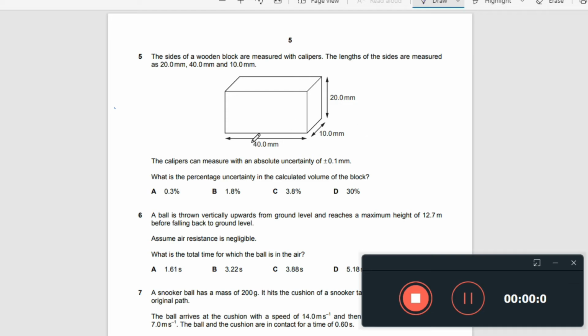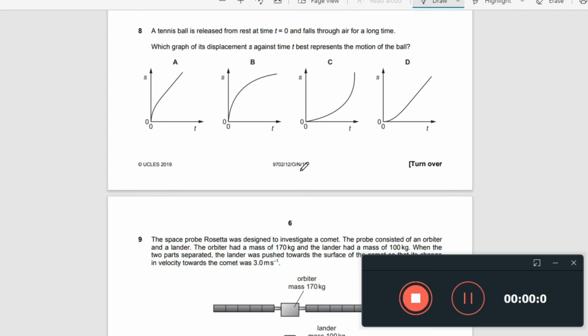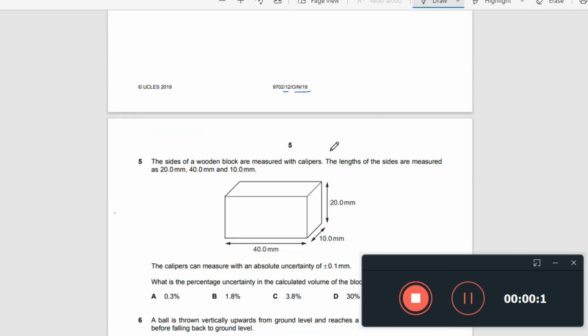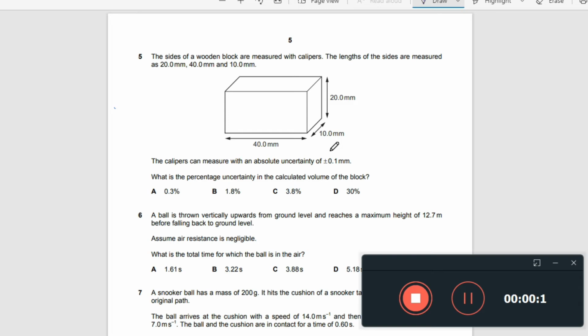Here we are in another question. It is a question from October-November 19, paper 1, variant 2. Question number 5 is the question on uncertainty.